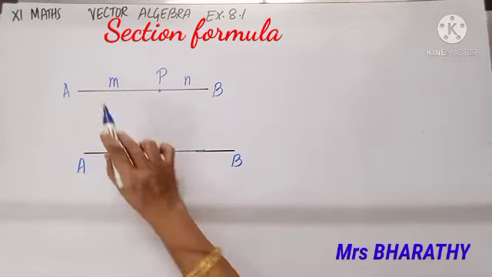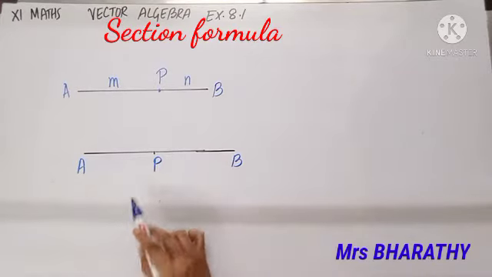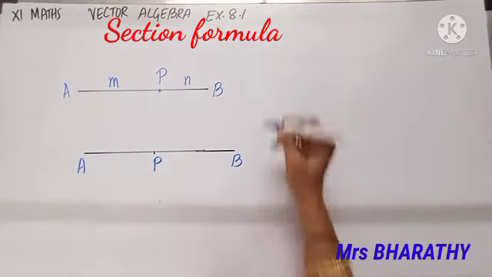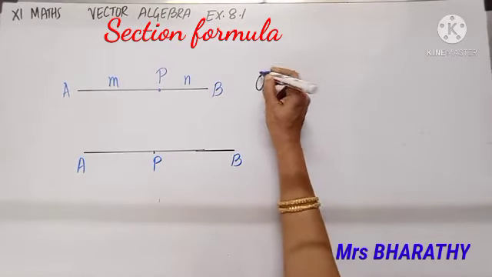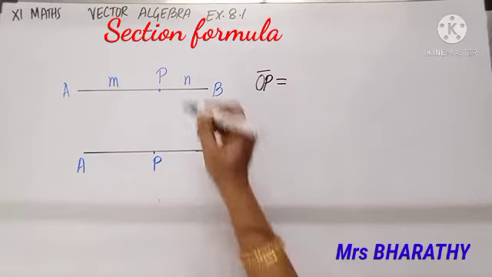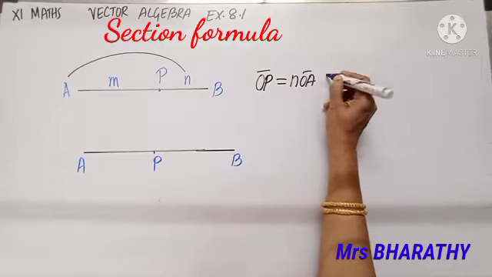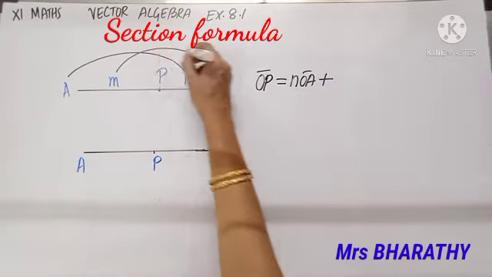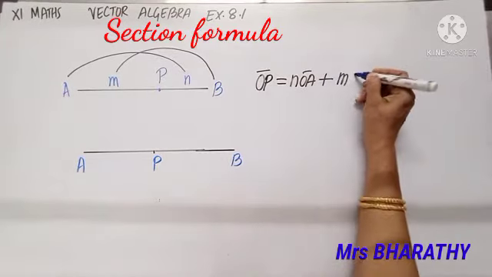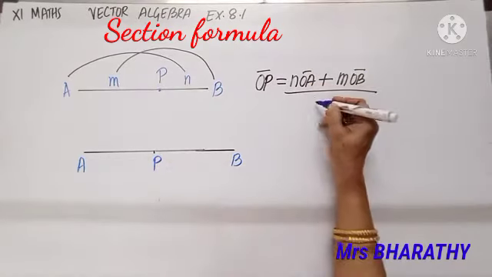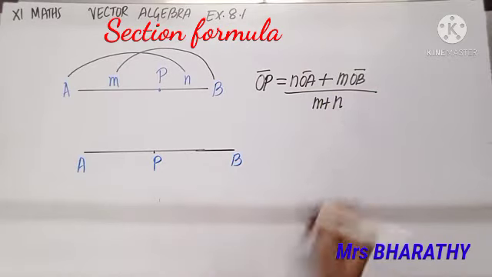Let us recall the section formula. P divides AB in the ratio m is to n. How to write the position vector of P? It is n into OA, the position vector of A, plus m into OB, the position vector of B, divided by the total, that is m plus n.